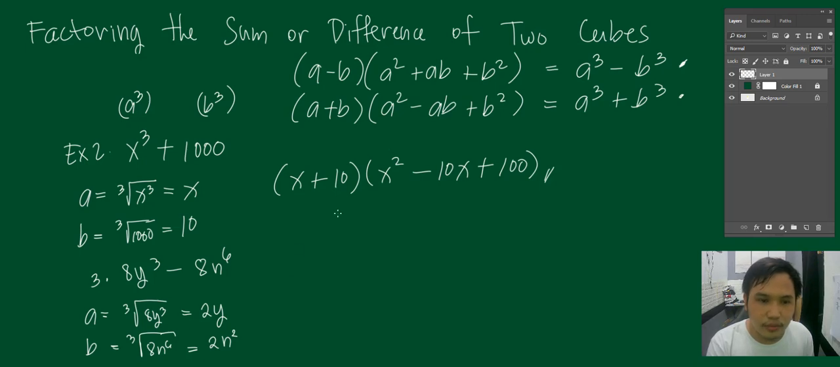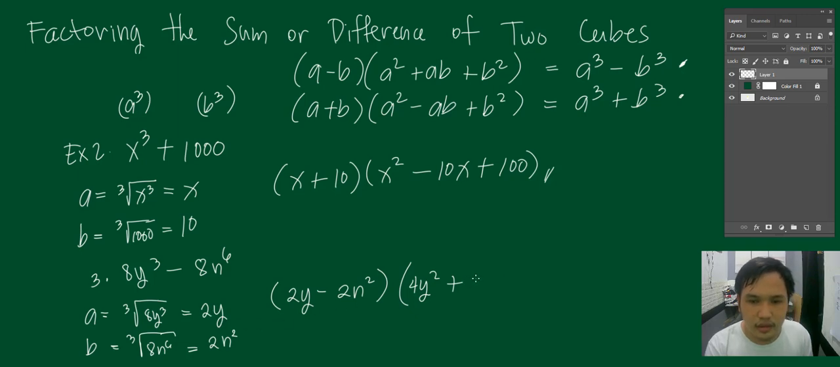And so, applying that with our pattern, yung naunang pattern ang susundan natin, a minus b. So, we have 2y minus our b, 2n squared. We have a squared. So, 2y times 2y is 4y squared. Plus a times b, 2y times 2n squared, so we have 4yn squared. And then, we're going to get the square of b. So, 2n squared times 2n squared. That's 4n to the 4th. So, ayan na yung factored form natin.